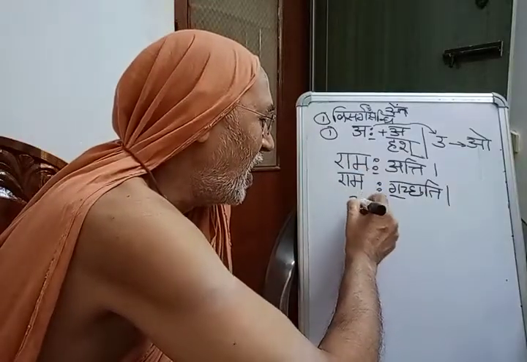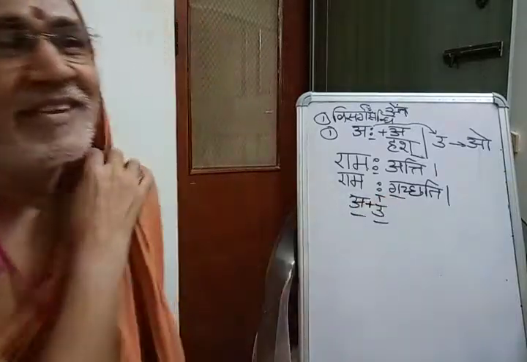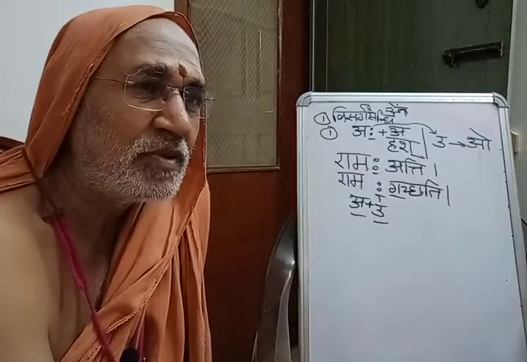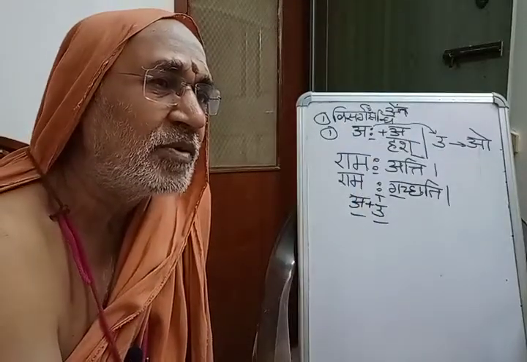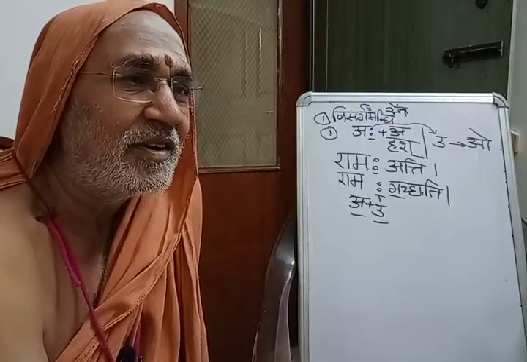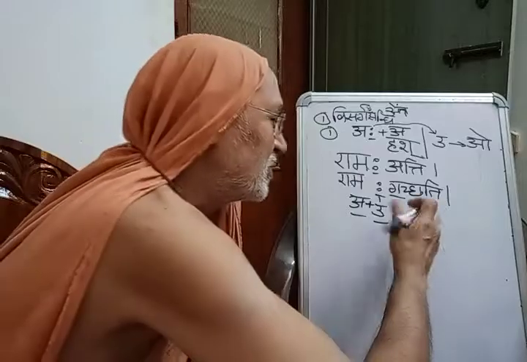Here you see A, Rama plus U. Guna Sandhi. A plus E becomes E, A plus U becomes O, A plus Ru changes to Ar, A plus Lu changes to Al. So this is the condition for Guna Sandhi. A plus U, what happens? O.